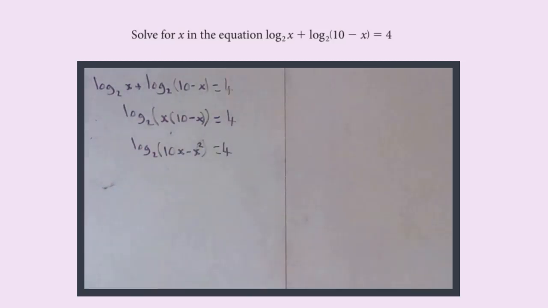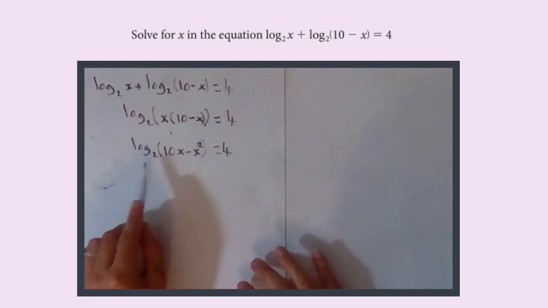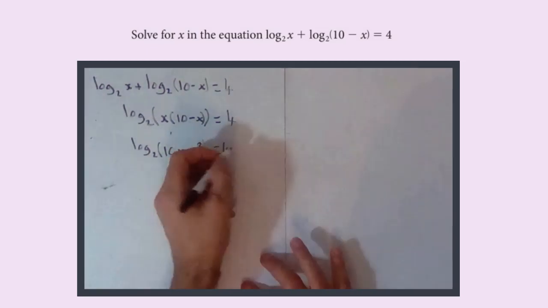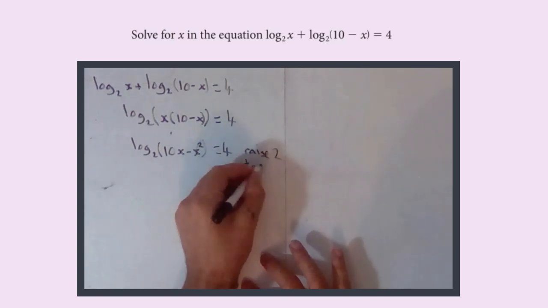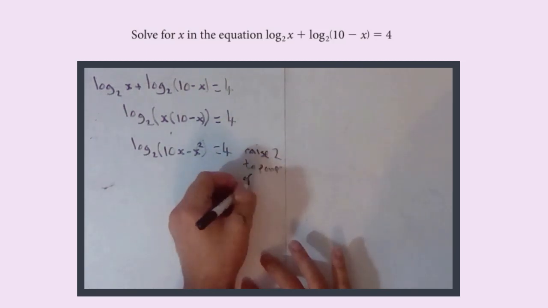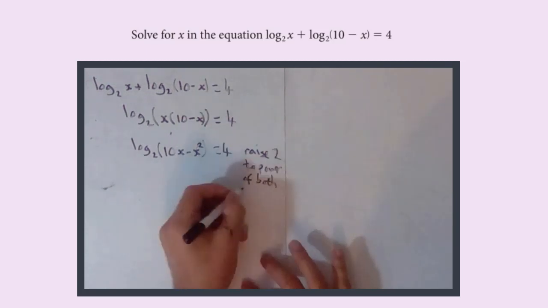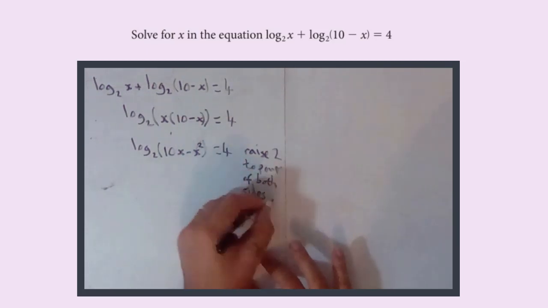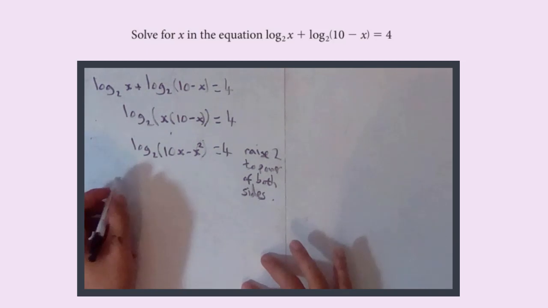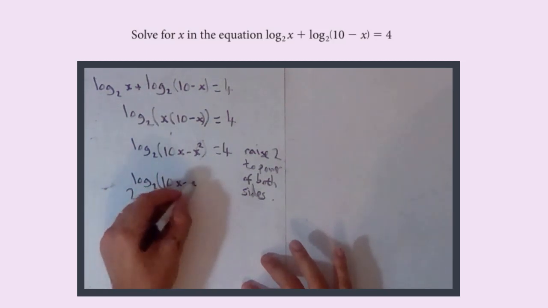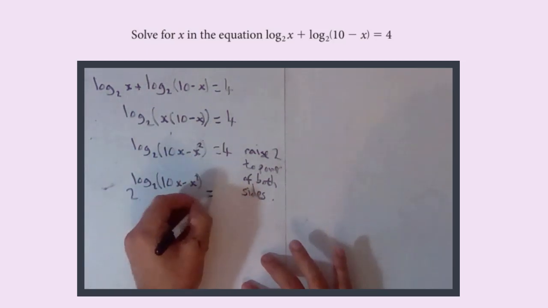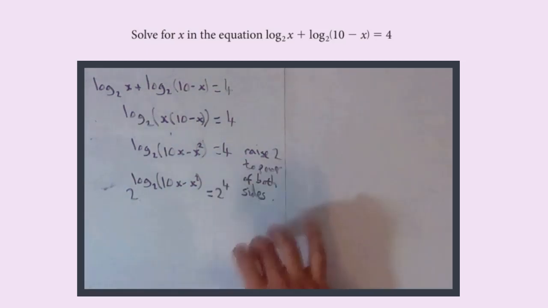So now we are ready to undo the log. We undo the log by raising the base to the power of both sides. So raise 2 to the power of both sides. Exponentiate. So that would be 2 to the power log base 2 of 10x minus x squared equals 2 to the power of 4.